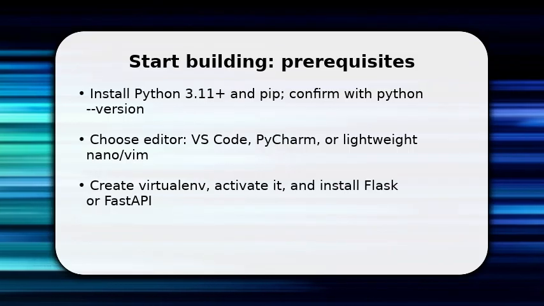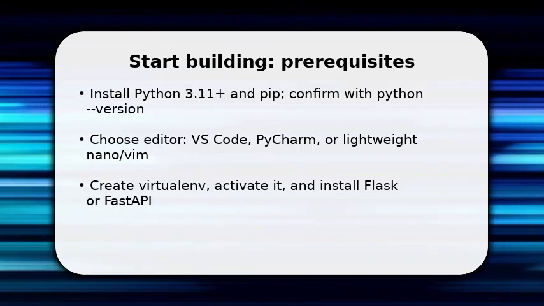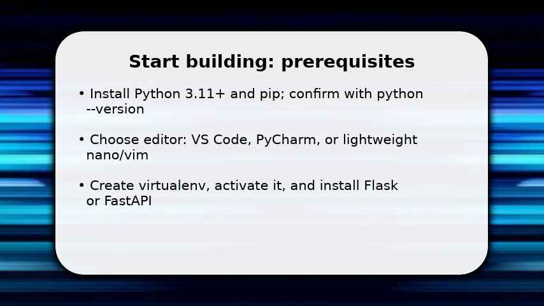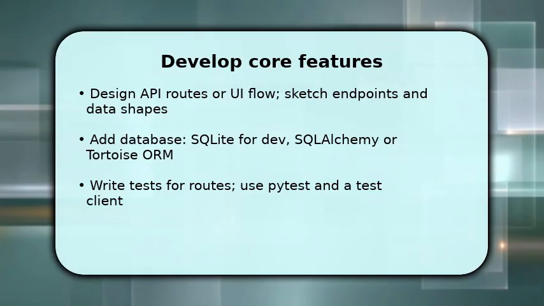Once done, scaffold a minimal app file with a single route and run it locally. This first working endpoint proves the loop: code, run, inspect. Make sure to commit an initial README and a simple requirements.txt before expanding. You move from one endpoint to full features by planning routes, data models, and error flows.